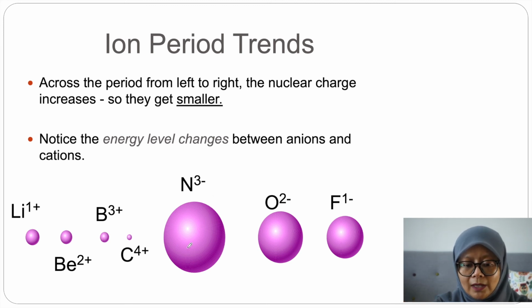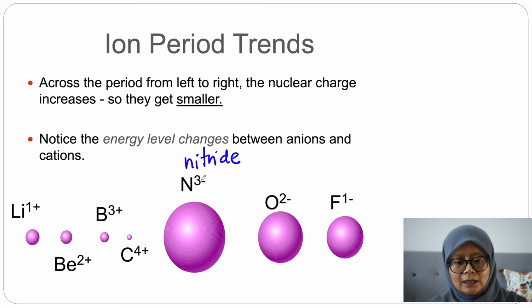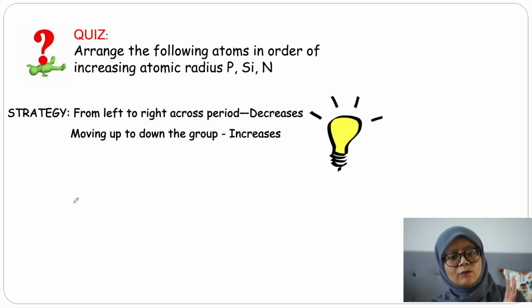Why do we have nitride? Here, nitride, N3-, has the largest size among all these ions, because it receives 3 electrons, while the oxide only receives 2 electrons, and fluoride receives 1 electron. While for the cations here, they remove electrons. The larger the number of electrons being removed, the smaller the size will become. Okay, so I have one quiz for you here, so please try to answer this quiz.